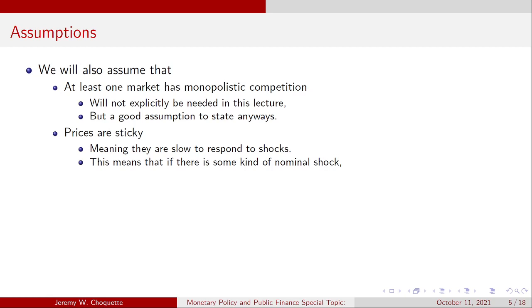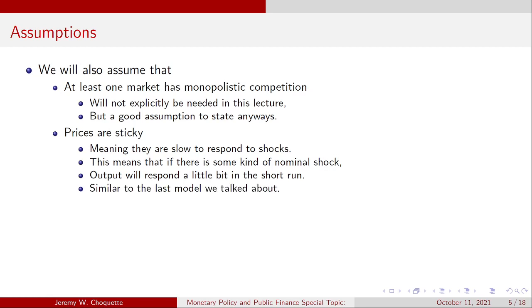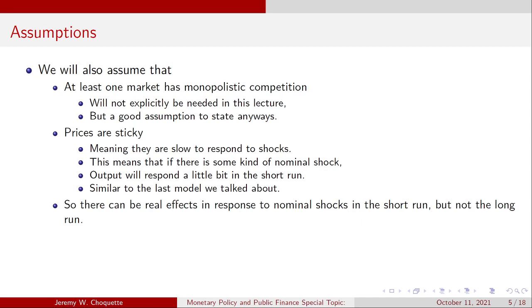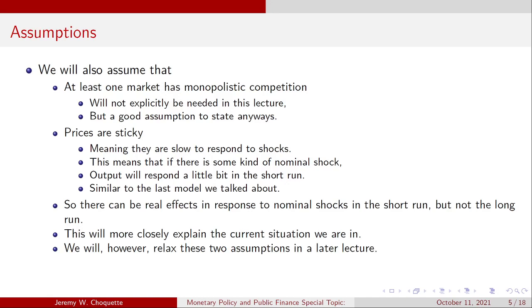Either one will shift aggregate demand, as we saw in the previous model. And if you shift aggregate demand, you're going to need some kind of an upward sloping, non-vertical aggregate supply in order to have any change to output. So, exact same thing as what we saw in the last model. Output responds a little bit in the short run and then not so much in the long run. So there can be real effects in response to nominal shocks in this model in the short run, but not the long run. And these assumptions are going to more closely explain the current situation that we're in.